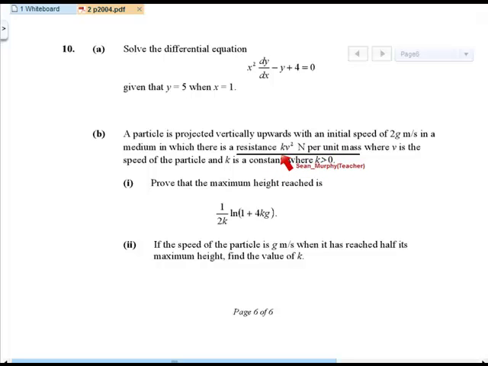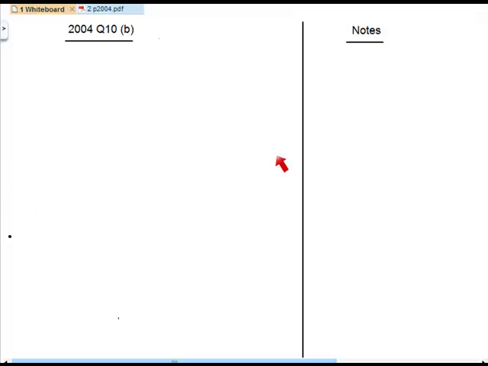So if you had, for example, 2 kilograms, the force would be 2kV squared, or if you had 3 kilograms, it would be 3kV squared, and so on. In this question, the mass is not given to us, so we can call it m, and therefore our resistance is mkV squared. So on our force diagram, we'll first of all draw the object. Let's put it in here and put in our forces. mkV squared is the resistance force.